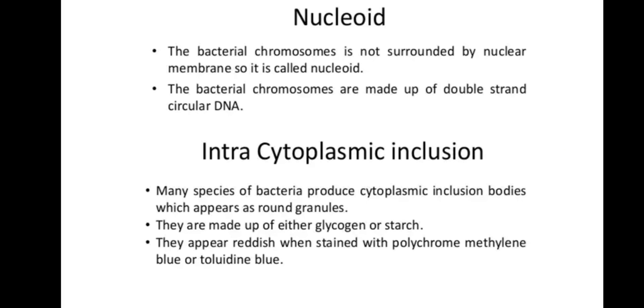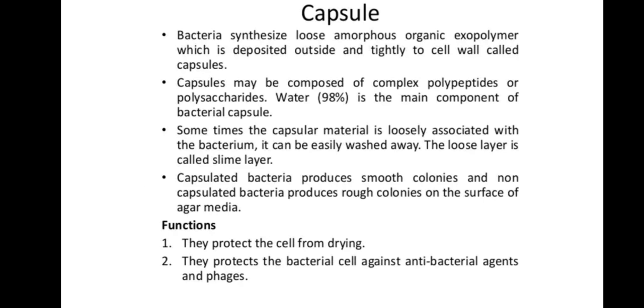Intracytoplasmic inclusion. Many species of bacteria produce cytoplasmic inclusion bodies which appear as round granules. They are made up of either glycogen or starch. They appear reddish when stained with polychrome methylene blue or toluidine blue.